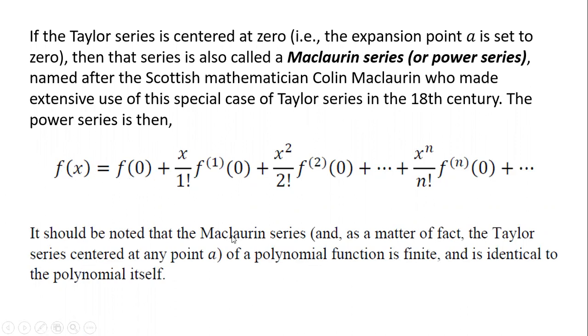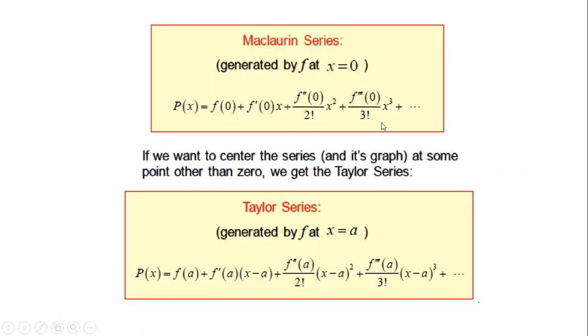So it should be noted that the Maclaurin series, or as a matter of fact, the Taylor series centered at any point a of a polynomial function is finite and is identical to the polynomial itself. So recall this, okay? Just to summarize the difference between the Maclaurin and the Taylor series.